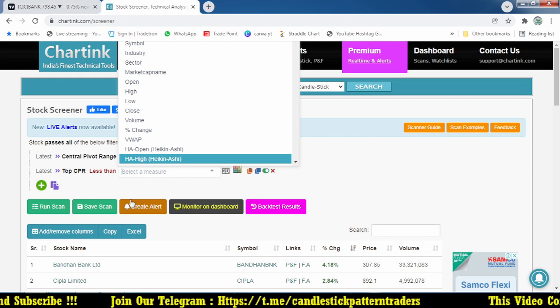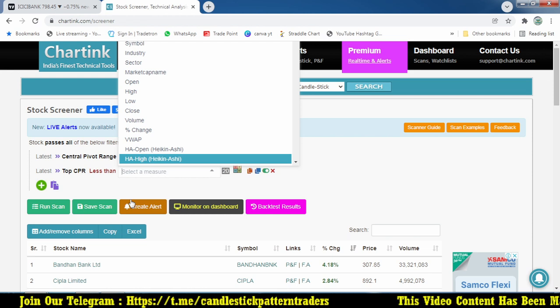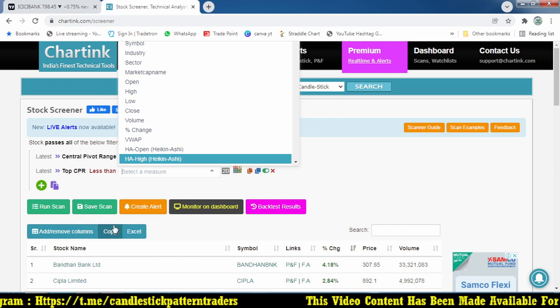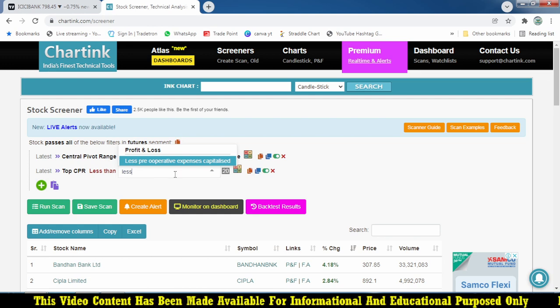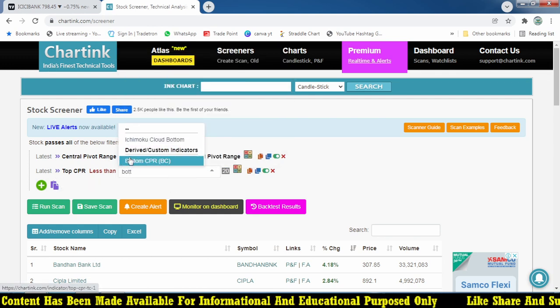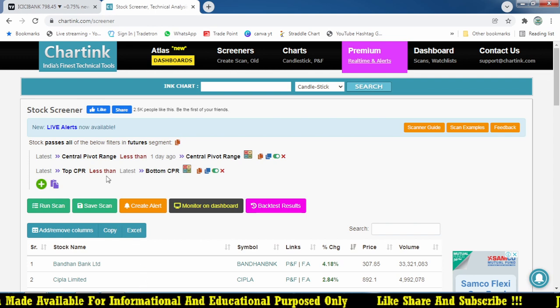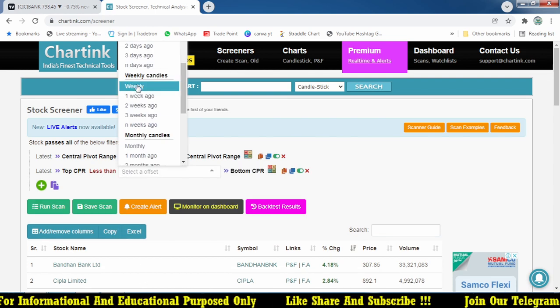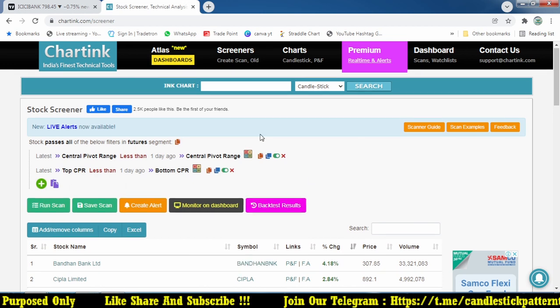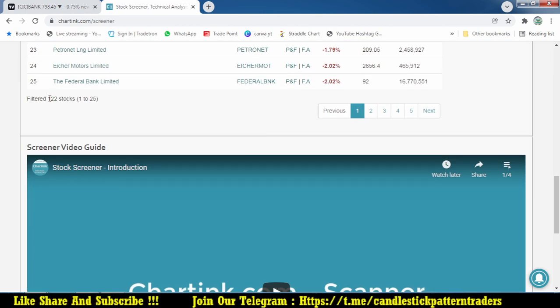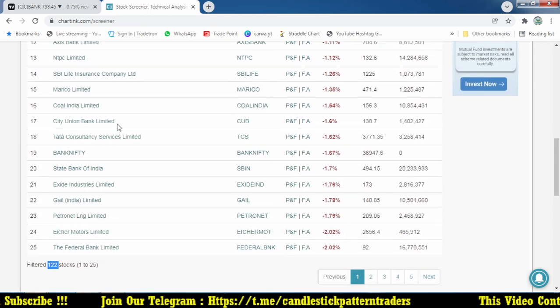The top CPR must be less than the bottom CPR, using one day ago, right? It will filter out very few stocks. Let me see, 122 stocks, right?